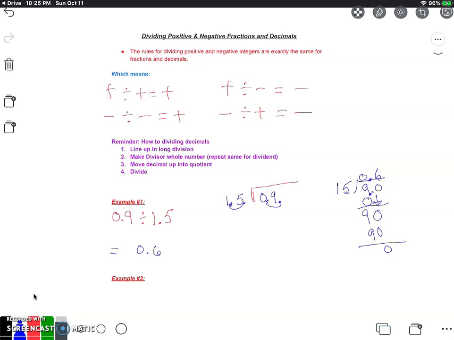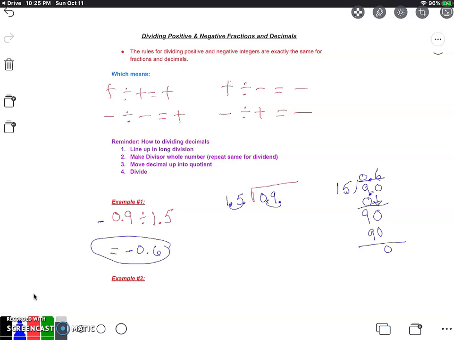0.6, and I do apologize. The 0.9 was supposed to be a negative, and because I have a negative divided by a positive, my answer should be negative, and I do apologize for that. Let's look at one more example.